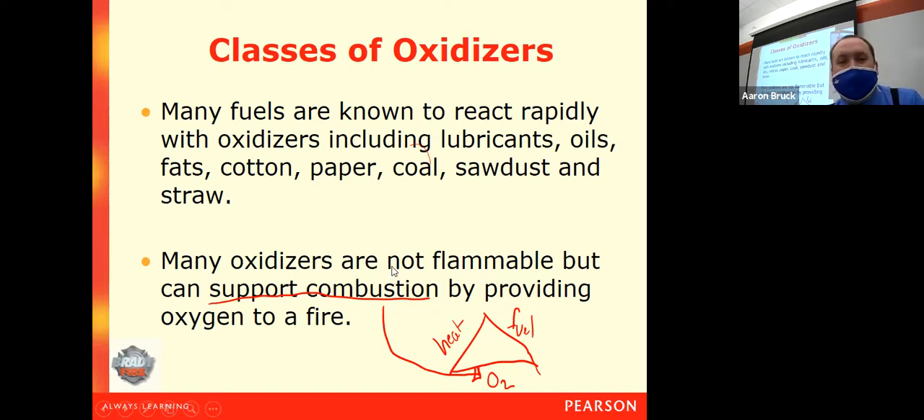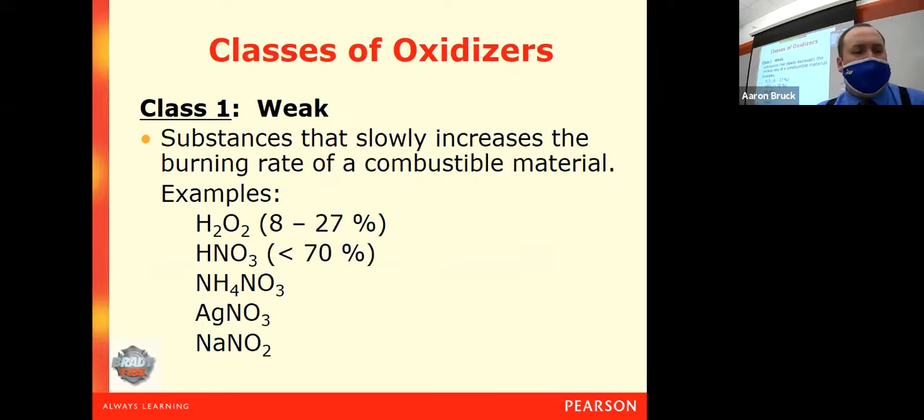We can rank oxidizers based upon how dangerous they are, what kinds of stability issues they pose. And so we start with our class 1, our weak oxidizers. These are substances that are mildly unstable. And the results of their instability will be that they will slowly produce material, usually oxygen, that can feed a fire. Common examples of these include hydrogen peroxide.